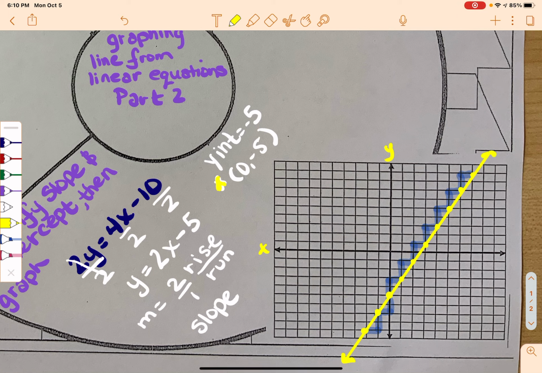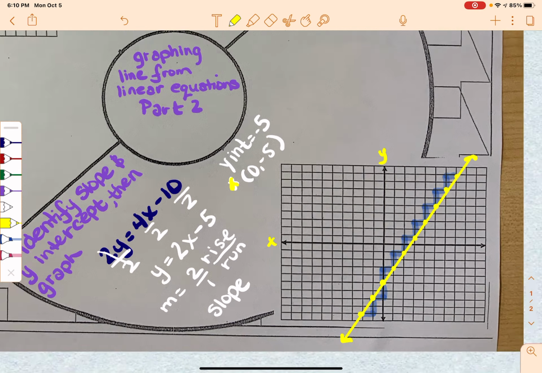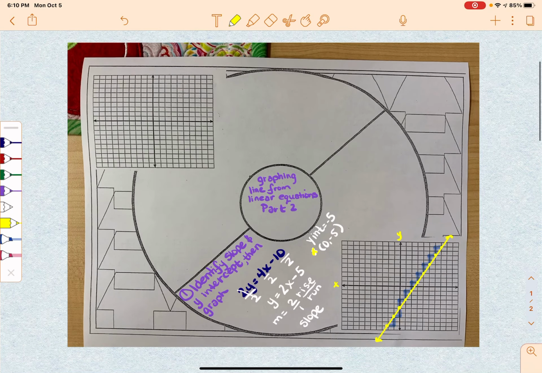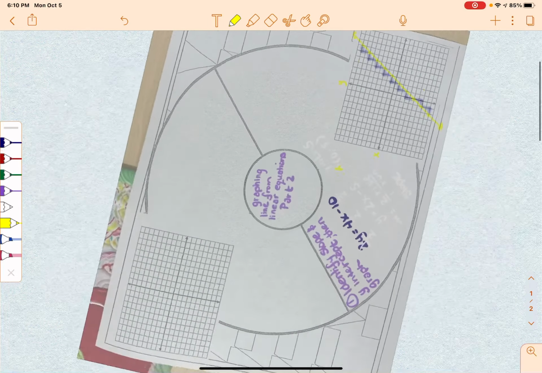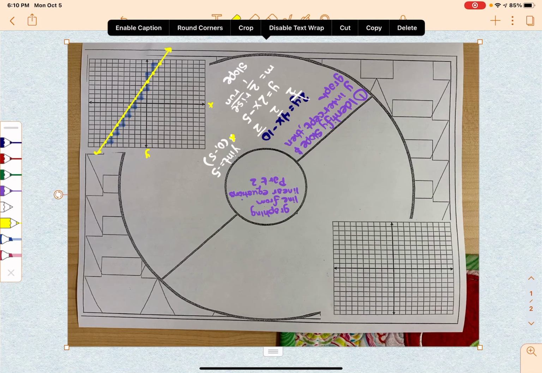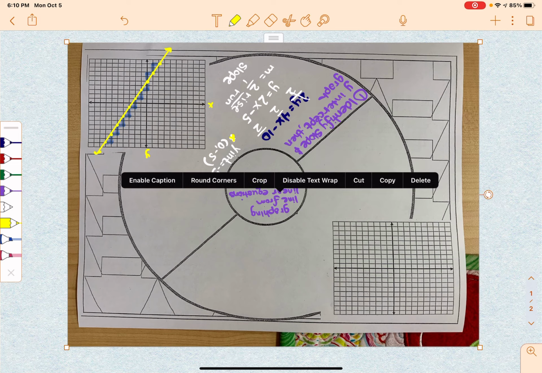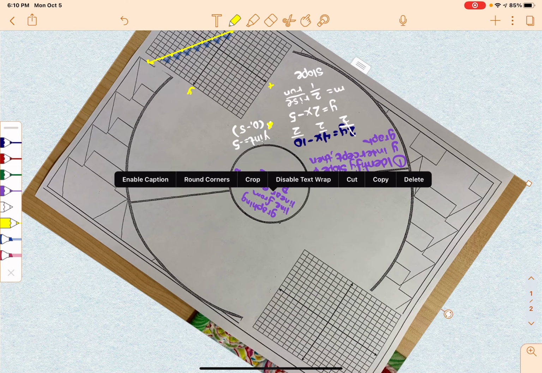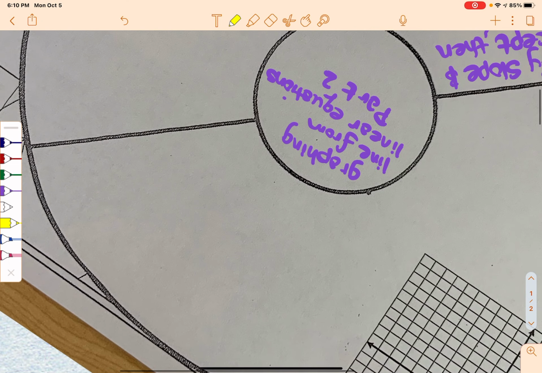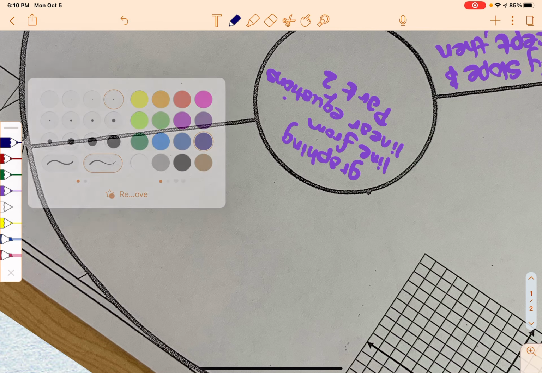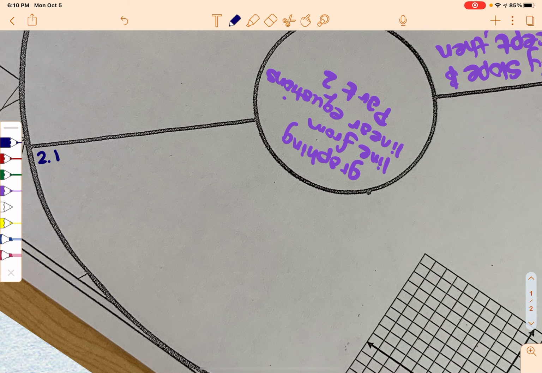Okay, we're going to keep going, kind of working our way through these. So now I'm going to move to the other part of this paper. I'm just going to turn it here so I can write on it. So for number 2, we're going to identify the slope and intercept.